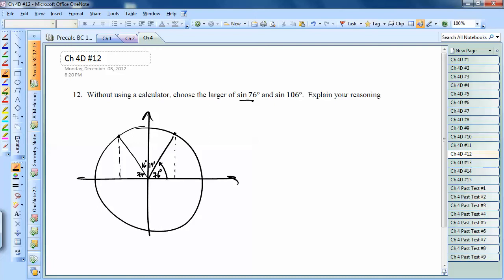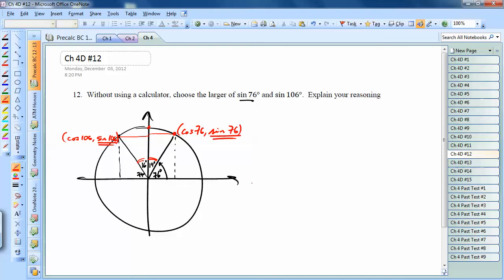So the question was asking which one is greater, which one's larger. Well, the one that's higher up is going to be larger because it's the y value, right? This is cos 76, sine 76, and this is cos 106, sine 106. If I'm only 14 degrees away from the highest point versus 16 degrees away from the highest point, the 14 degrees one is going to be a little bit higher than the 16 degrees one, right? So since this point is higher up, sine 76 is bigger than sine 106.